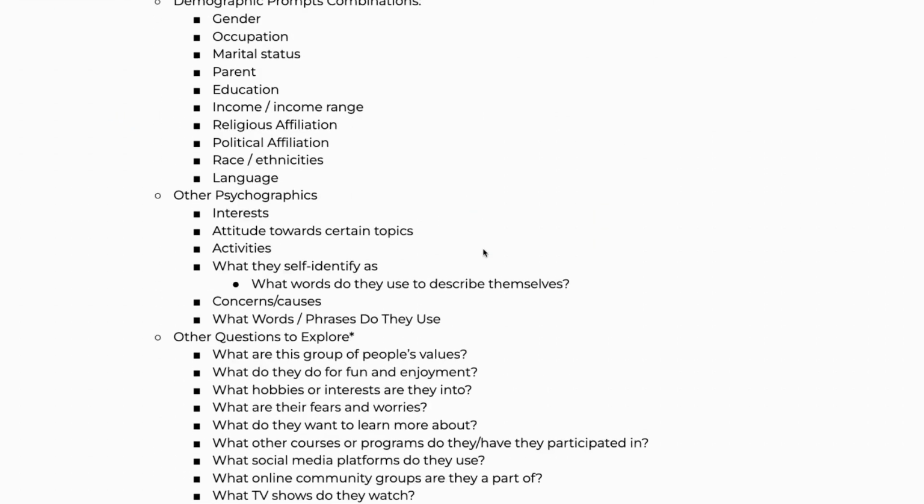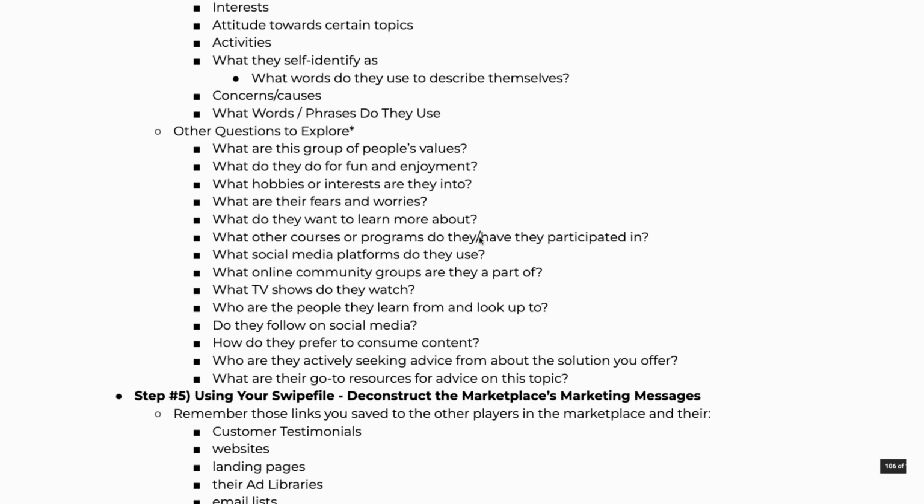What are the actual psychographics? Some of the questions you want to ask yourself are: this group of people, now that you have this hypothesis and this marketplace, what are some of the values of these people? What do they do for fun and enjoyment? What are the hobbies and interests that they have? What are some of the fears and worries that they have?